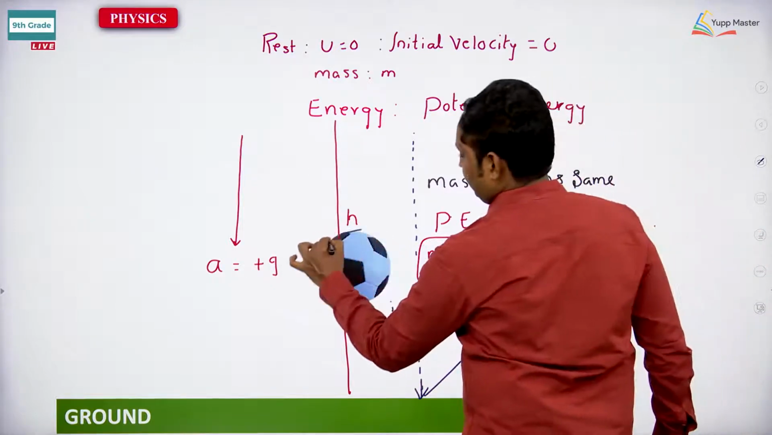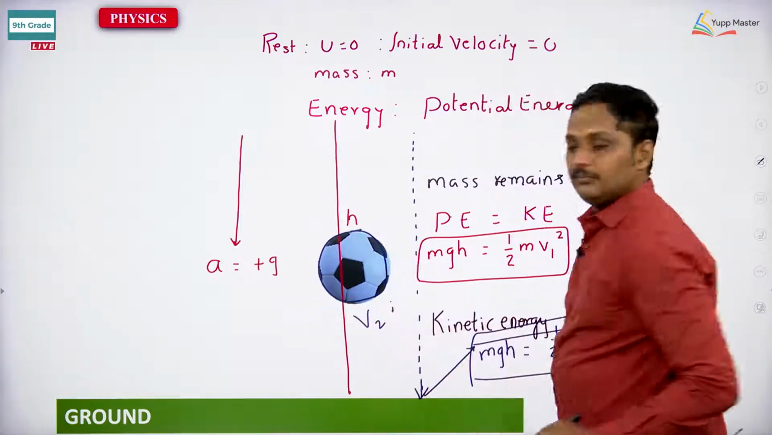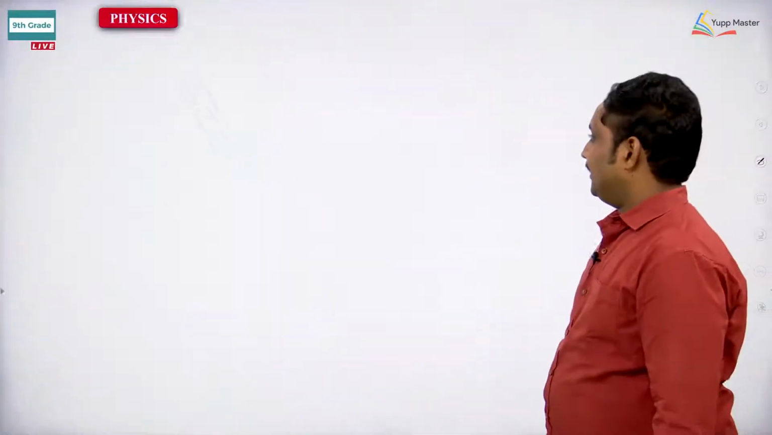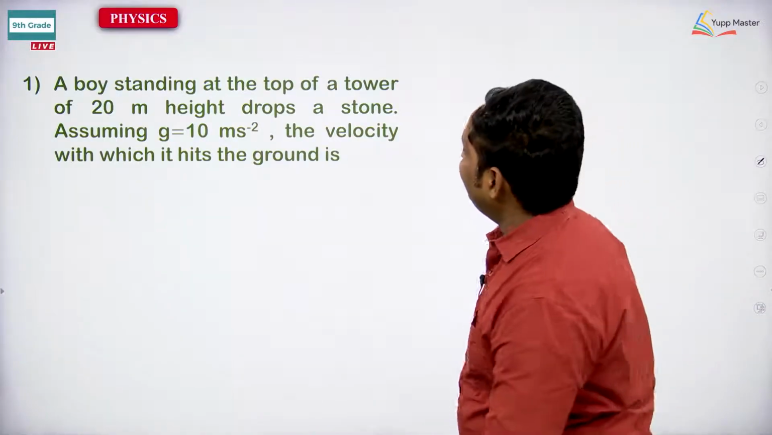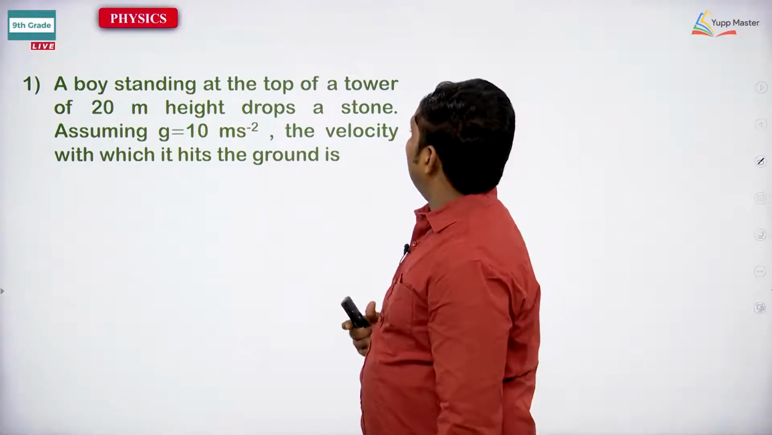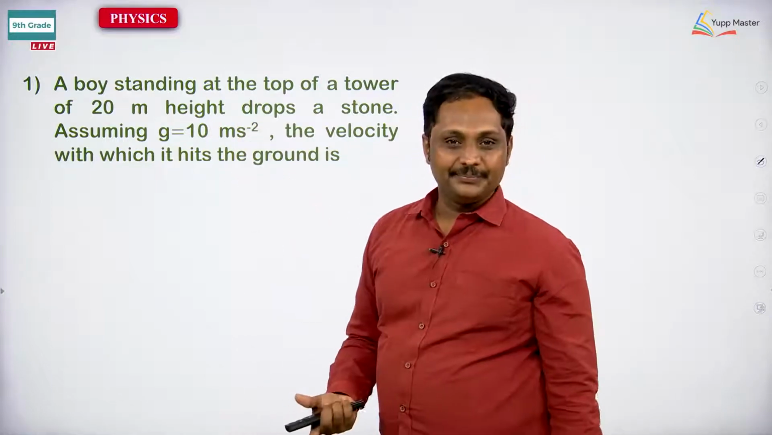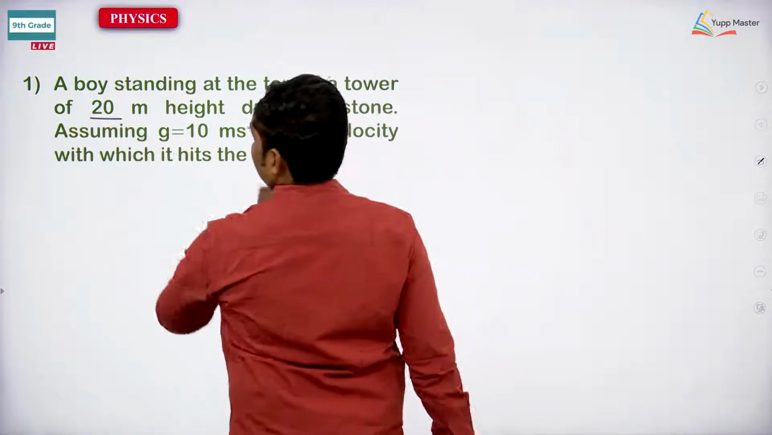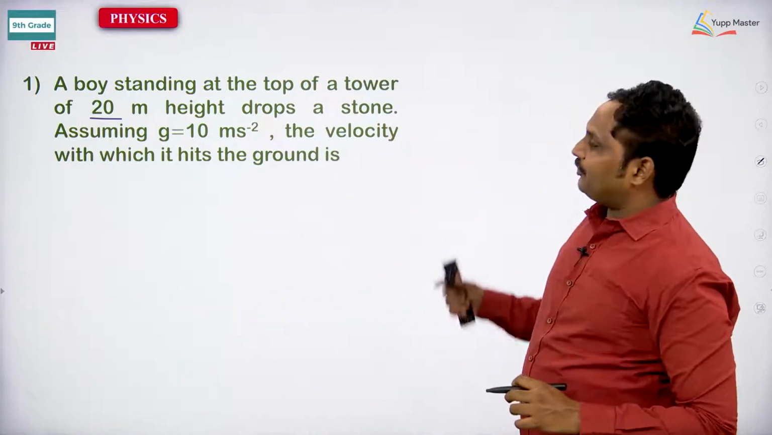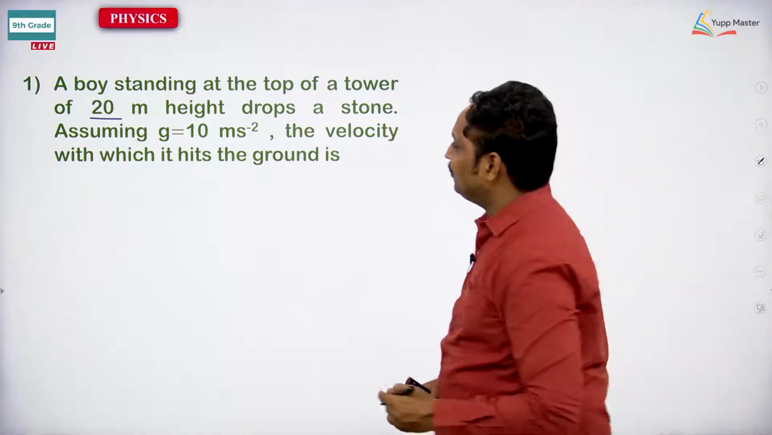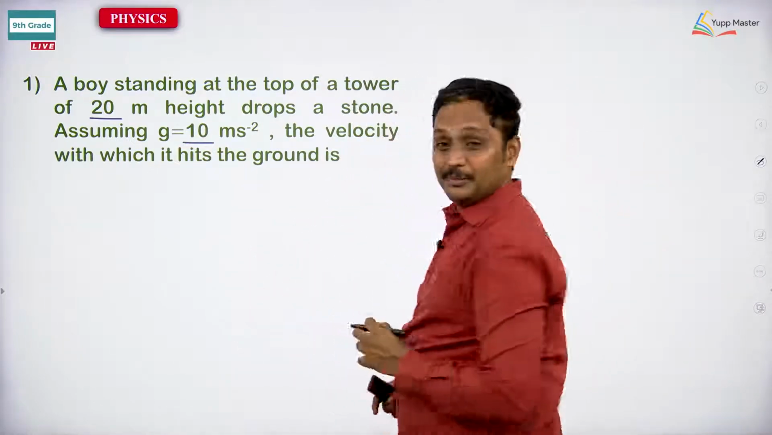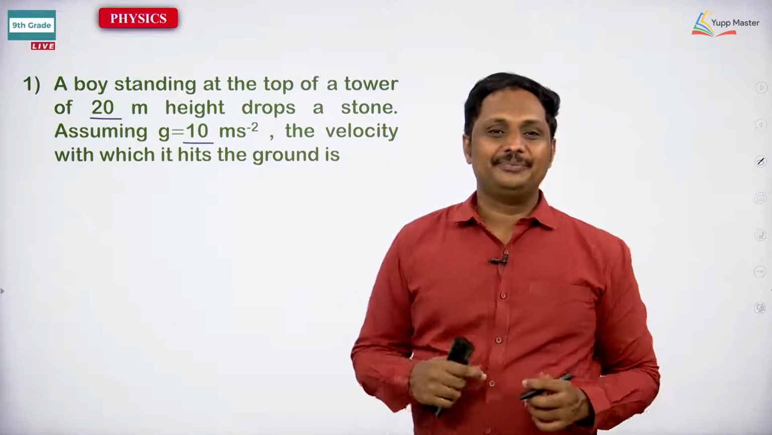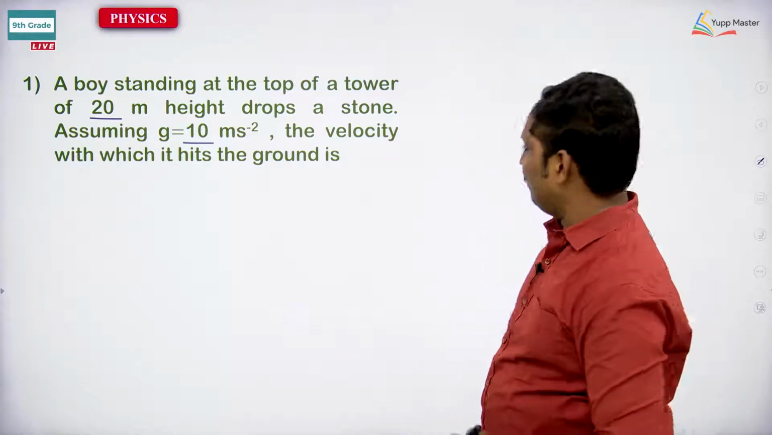You need to calculate that case. It is very clear, we can go for the problems. Let us see. A boy standing at the top of a tower of 20-meter height drops a stone. Assume that g is going to be 10 meter per second square. The velocity with which it hits the ground, that is what we have to solve in this problem.